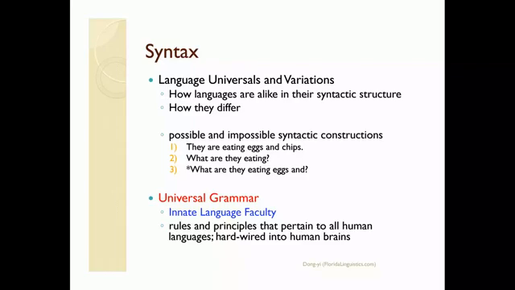By comparing grammatical and ungrammatical syntactic constructions or structures in the world's languages, syntacticians can propose syntactic rules and principles that can explain syntactic patterns that pertain to all human languages. These universal rules and principles are part of universal grammar. Universal grammar is hardwired into human brains as part of the innate language faculty.